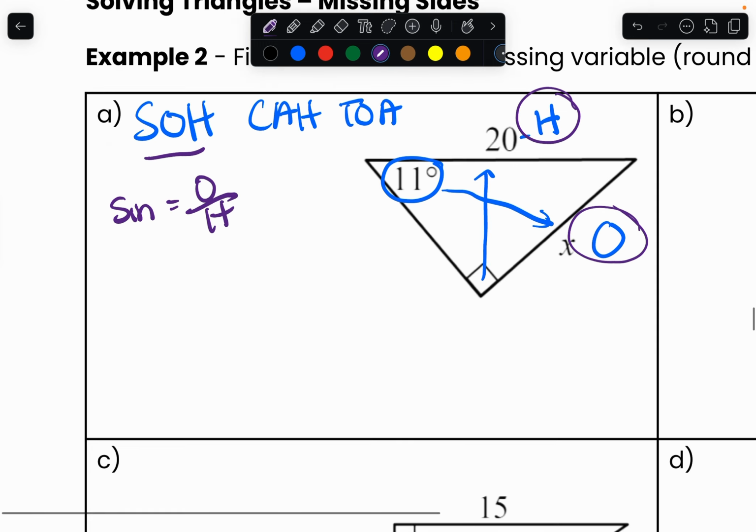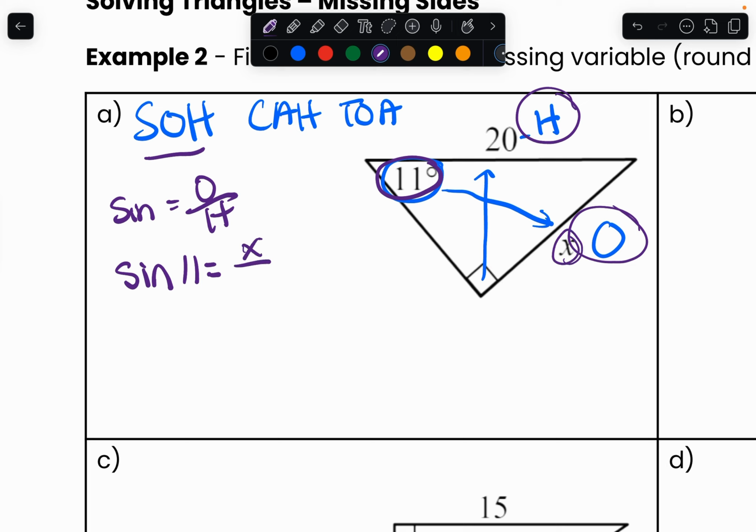With this in mind, we can set up our equation. Let's go ahead and start writing it. Sine, what angle measurement are we using? It's 11 degrees, right? So we're going to do sine of 11 equals opposite over hypotenuse. My opposite is unknown, so I'll just leave it as x, and my hypotenuse is 20. Now, I'll be solving my equation.